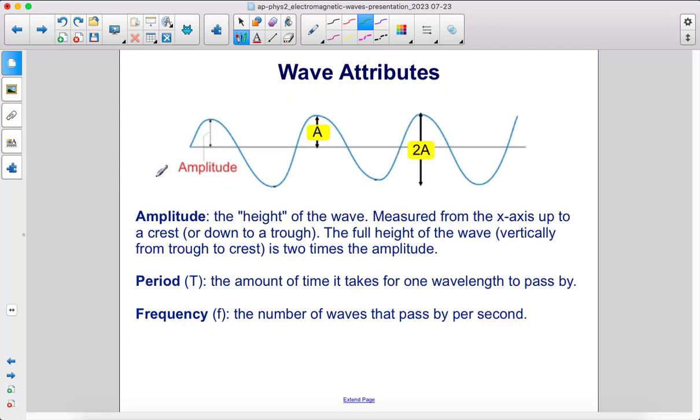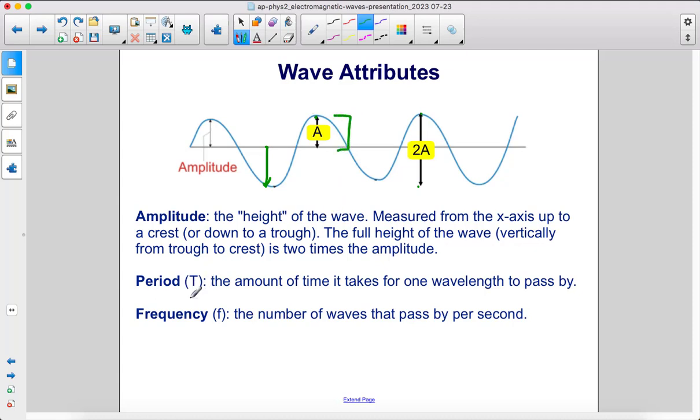The amplitude is the height of the wave, measured from the x-axis up to a crest or from the x-axis down to a trough. The full height of the wave from crest to trough is 2 times the amplitude. So the amplitude is just from here to here.